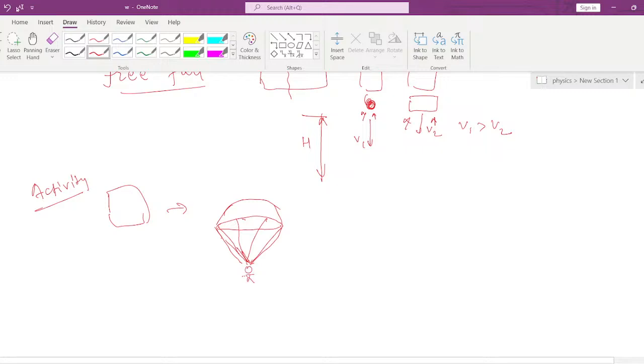So the question he asked is whether it is possible to land safely on the moon using a parachute like on the earth. So guys, we have air resistance on the earth. So it is asking whether it will be possible to land safely on the moon using a parachute like on the earth.